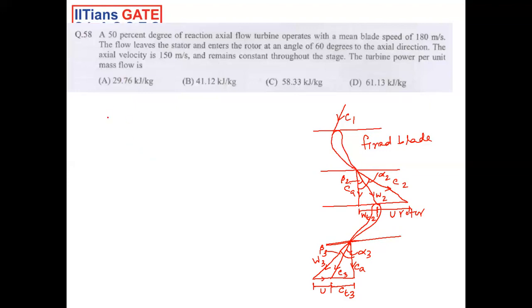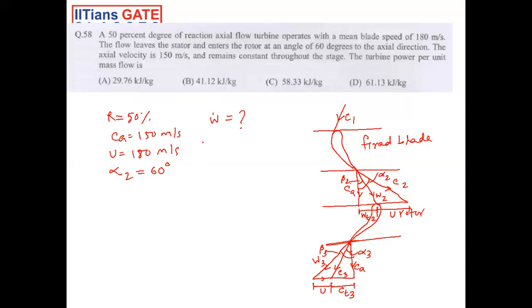Now, as per the given information in this question, the degree of reaction is 50%, and the axial velocity is 150 meter per second, which remains constant throughout the stage. The blade velocity is 180 meter per second, and alpha 2, which is the rotor entry angle, is 60 degree. And we have to find out the turbine power per unit mass flow rate.